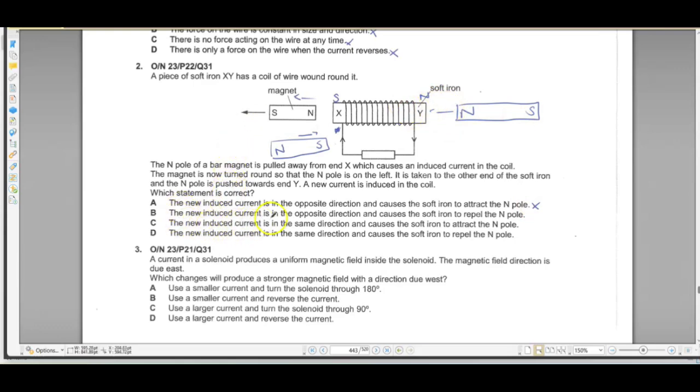The new induced current is in the opposite direction and causes the soft iron to repel the north pole. Yes, it is going to repel the north pole, but the induced current is not in the opposite direction over here. The new induced current is in the same direction and causes the soft iron to attract north pole. No, the induced current is in the same direction, that's true, but it is going to repel the north pole because of the reason I've just given. This is, by the way, Lenz's law.